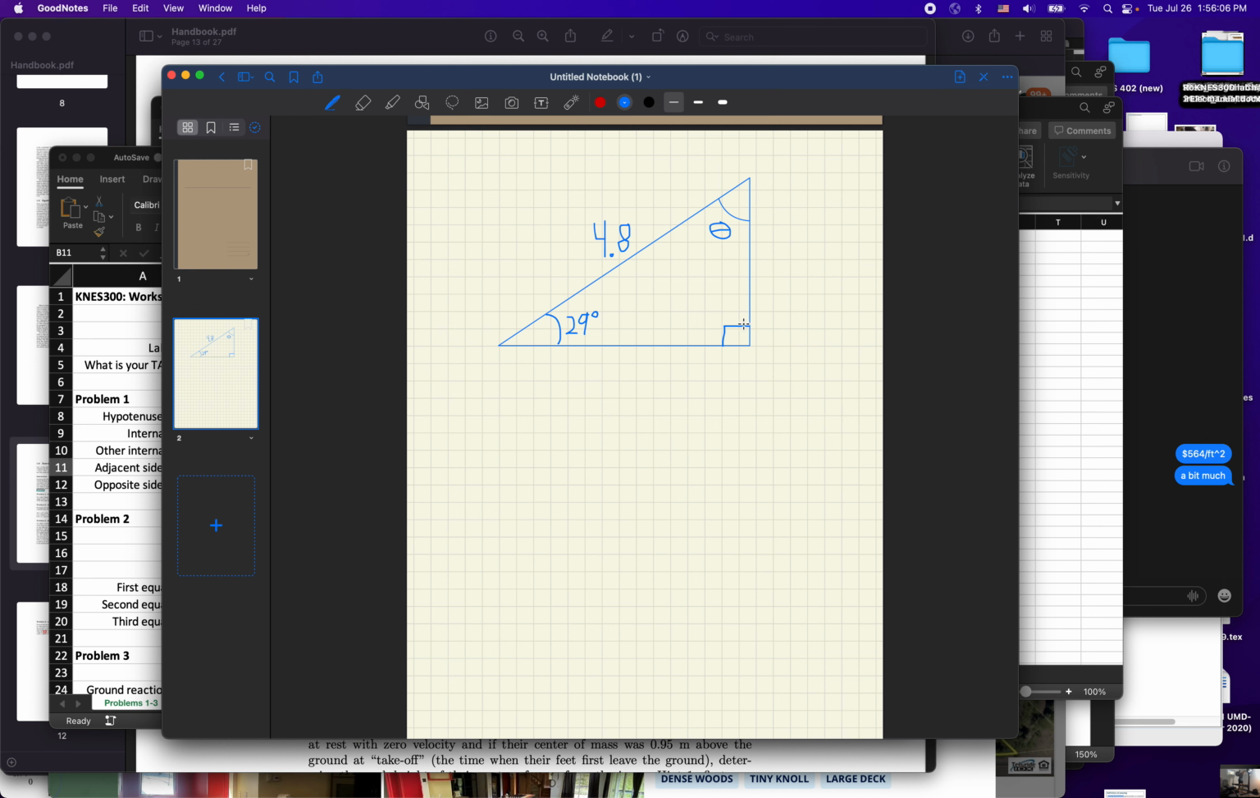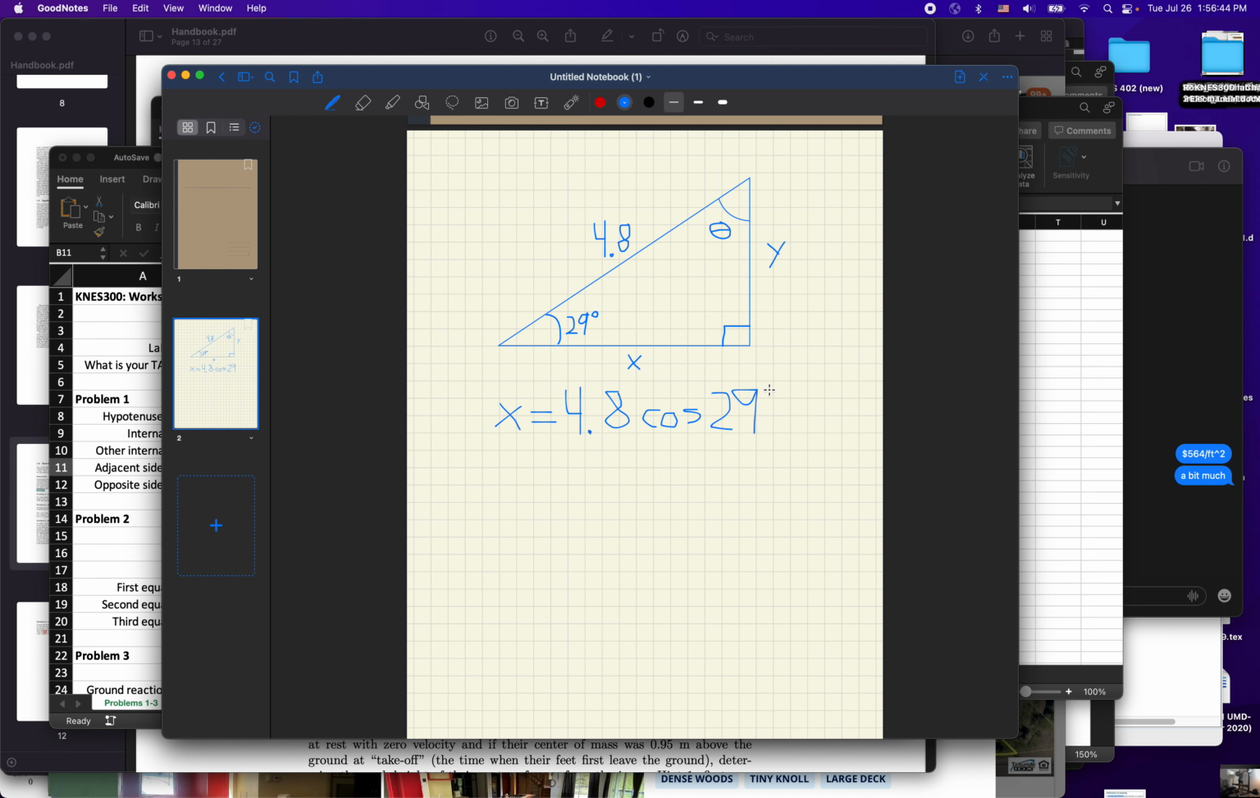And the opposite side, the length of that opposite side, is the length of the hypotenuse times the sine of that angle. Okay, so let's just give these some labels here. Let's call this horizontal side length x, and this vertical side length y. X would be the 4.8 times the cosine of 29 degrees.